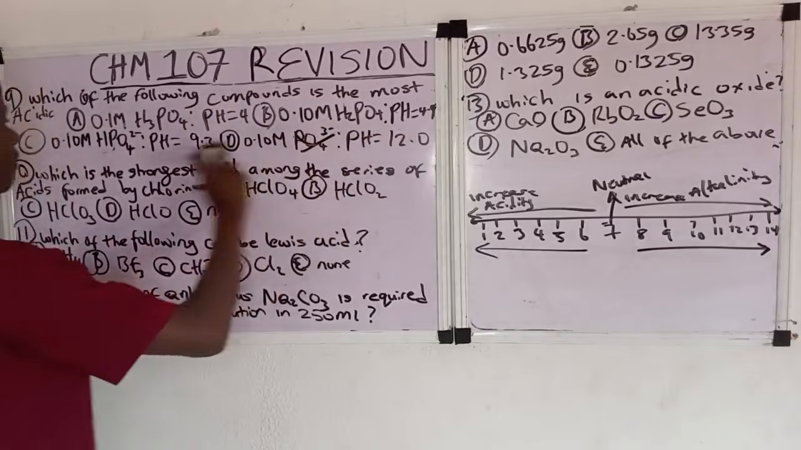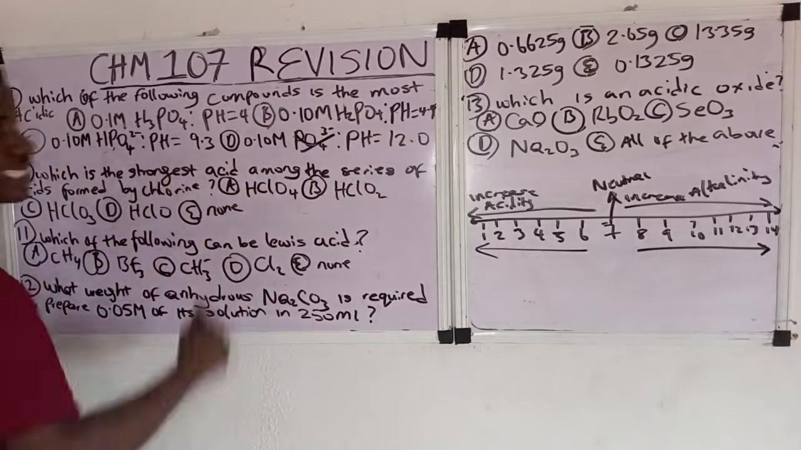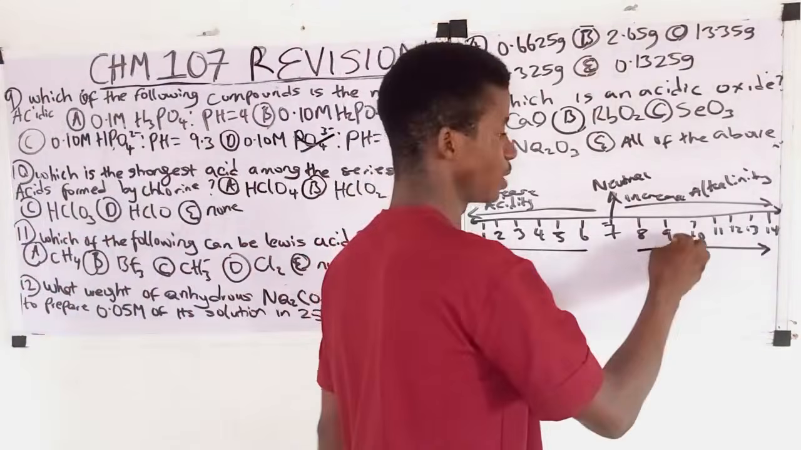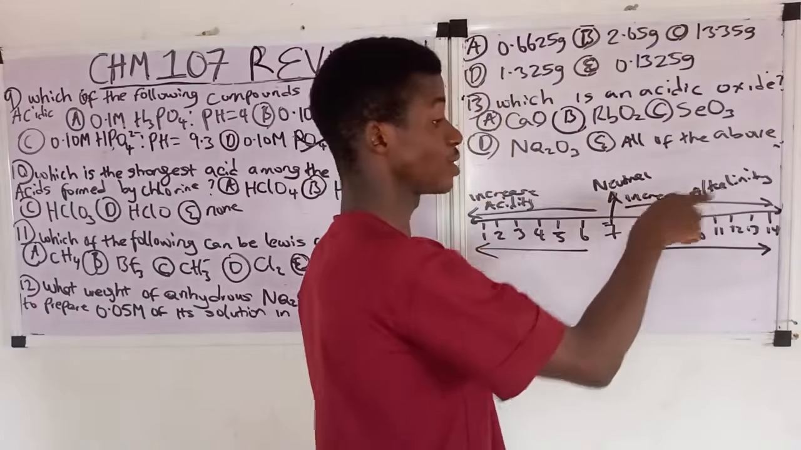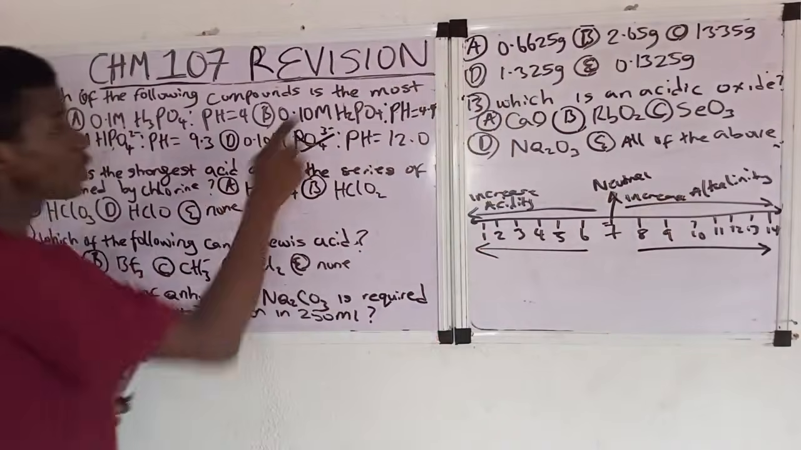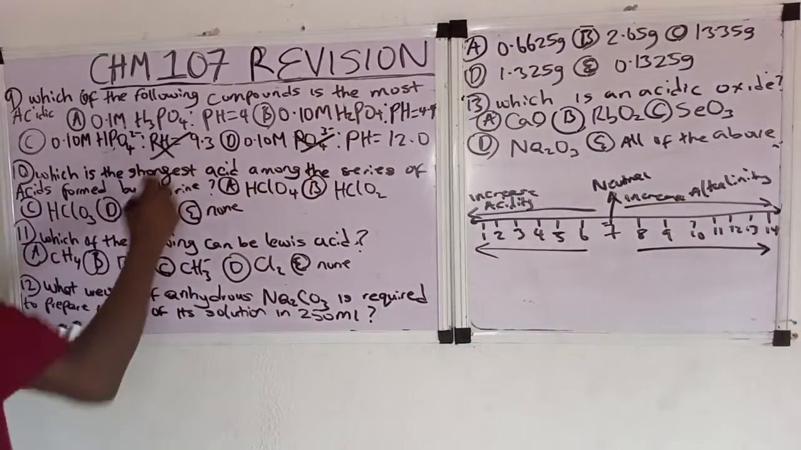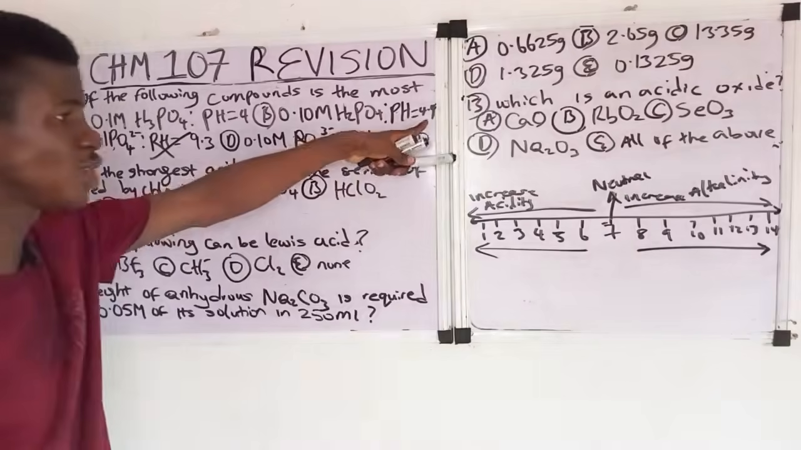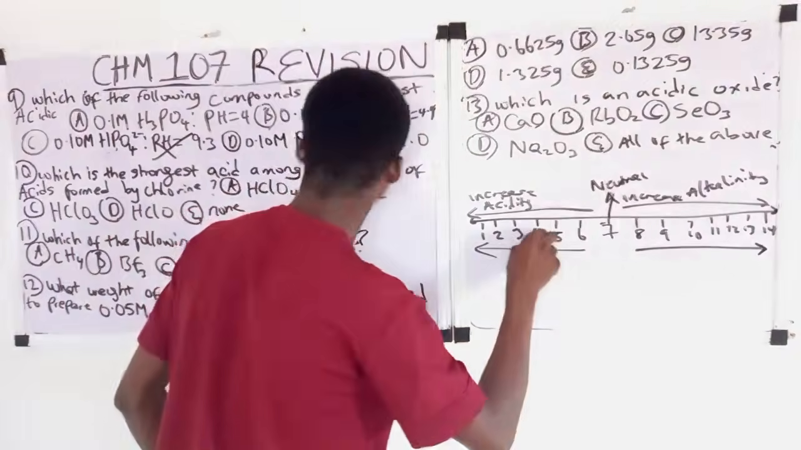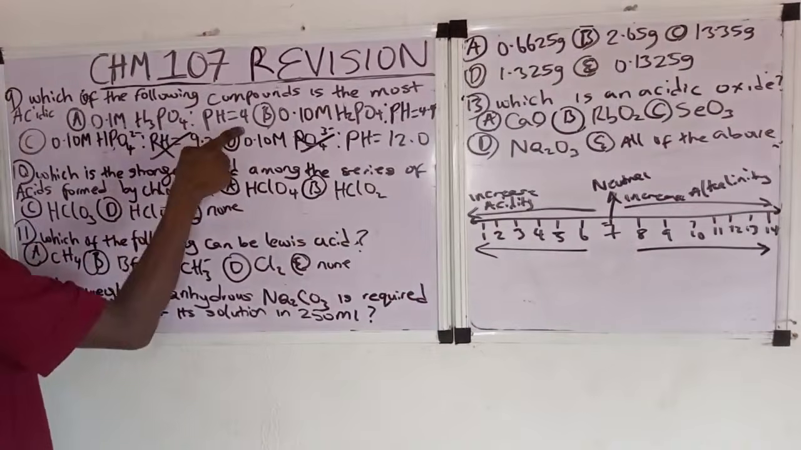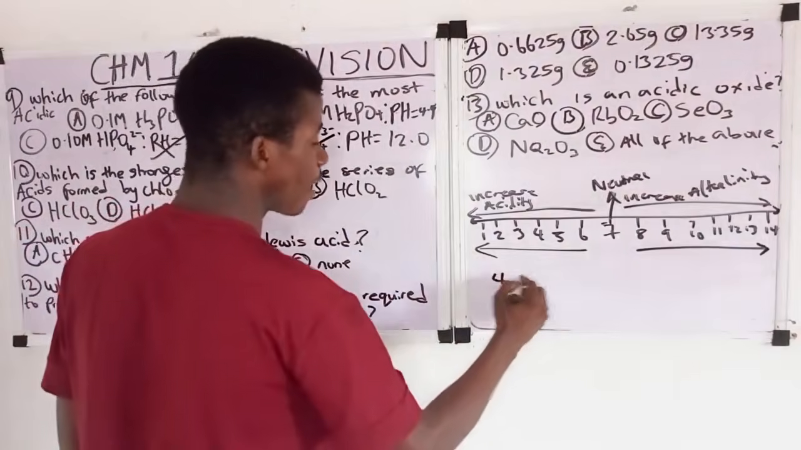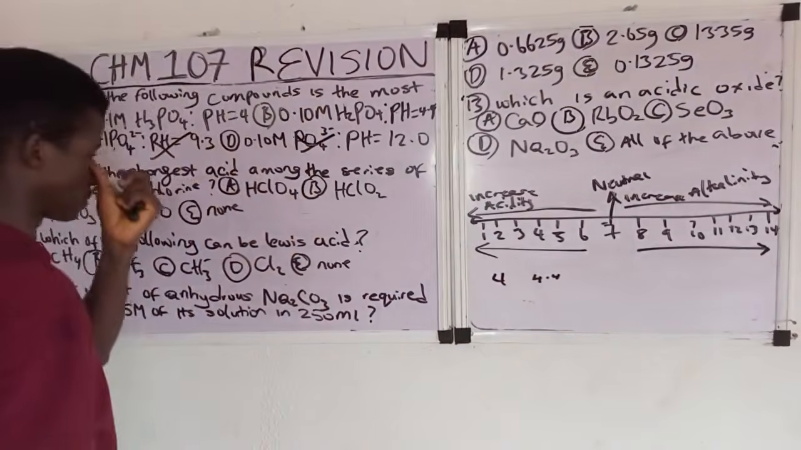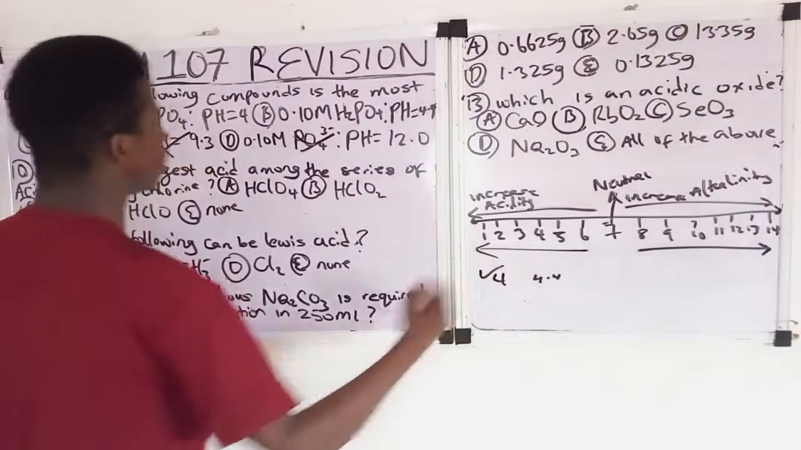Because where the pH is 12. If you look at this other one, 9.3, so it lies within here, shows that the substance is what? Alkaline. And we are looking for the most acidic, so this one is out. Then if you check this, the pH is 4.4. So that is the last here. Then if you check A, the pH is 4. Between 4 and 4.4, which one has higher acidity? It is 4. So the answer is A.